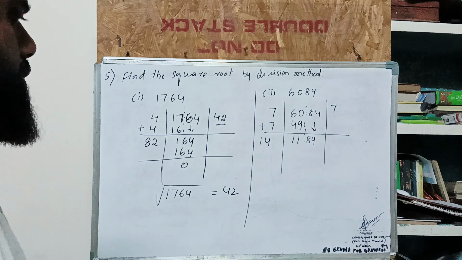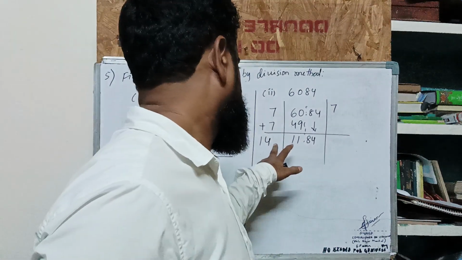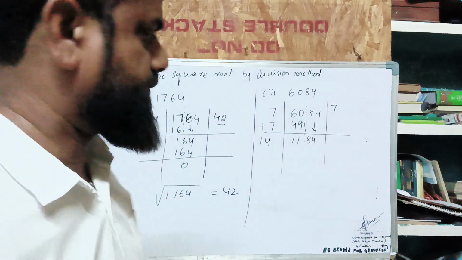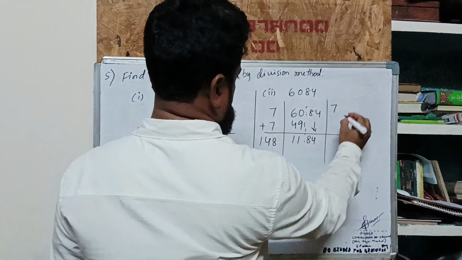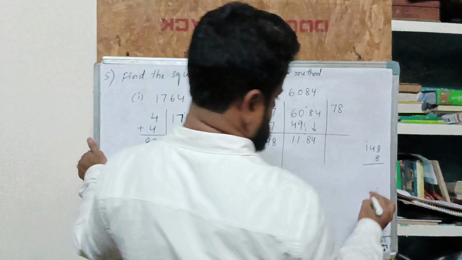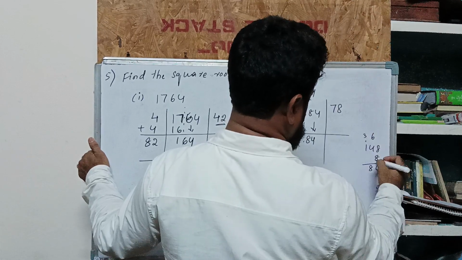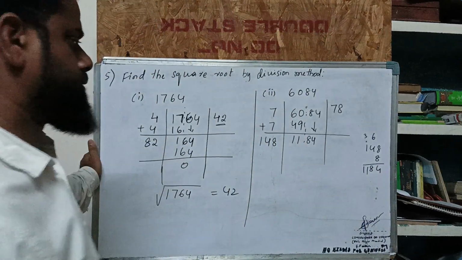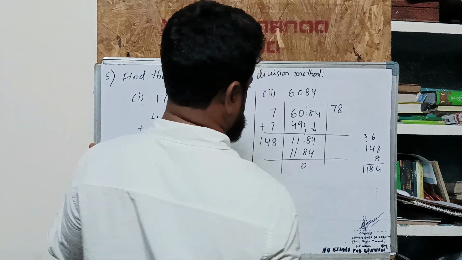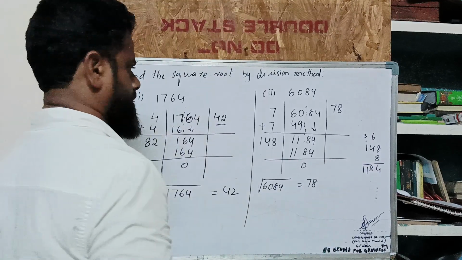Now we need to guess a number. What number can we take there? So 146 into 6, 6 6s are 36, 7 7s are 49, 8 8s are 64. So I am taking 8 here. 148 into 8 is, let us see how much it will be. 8 8s are 64, 4 carry 6, 8 4s are 32, 32 plus 6 is 38, 8 carry 3, 8 1s are 8, 8 plus 3 is 11. So what are we getting? 148 into 8, we are getting 1184. So this comes as 0. So therefore the square root of 6084 is equal to 78.